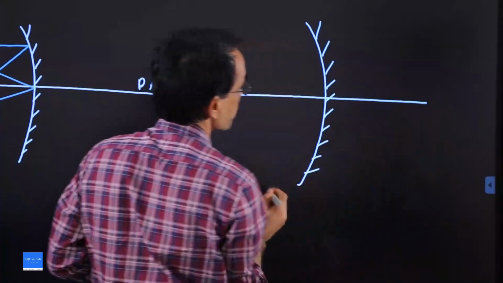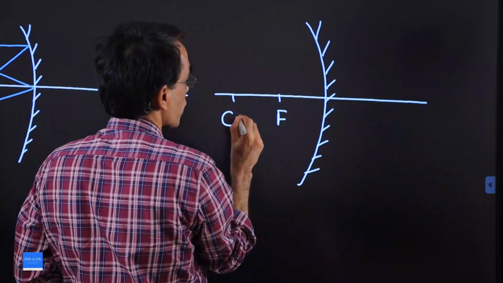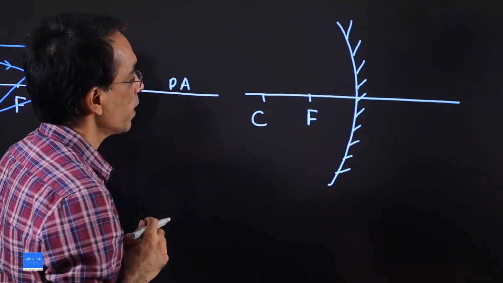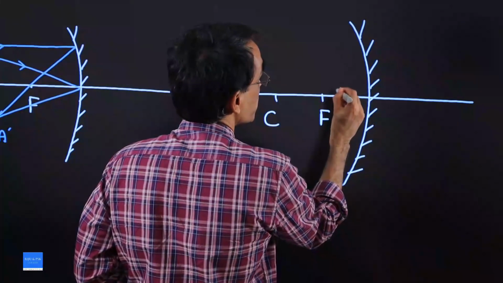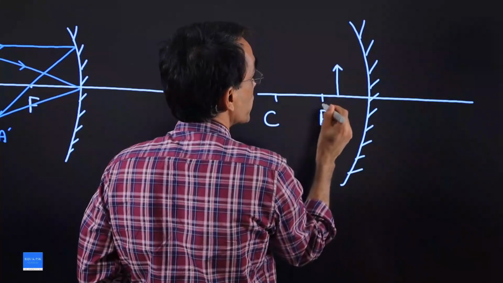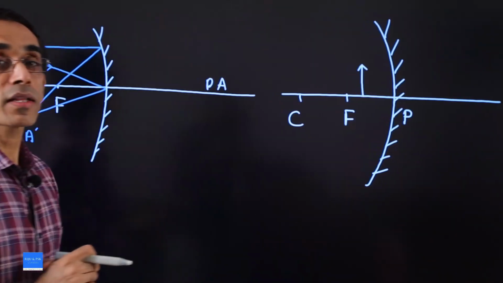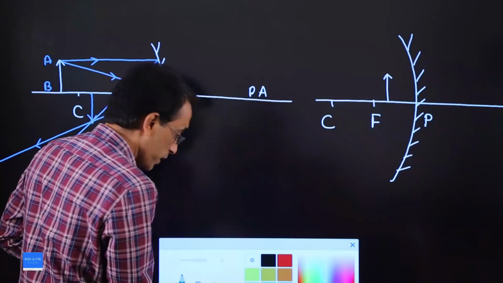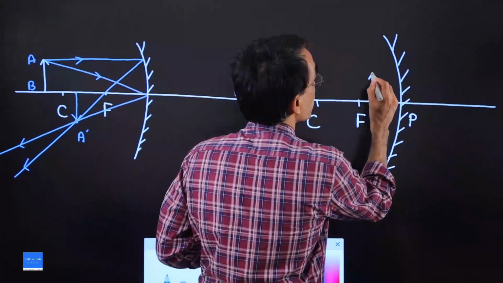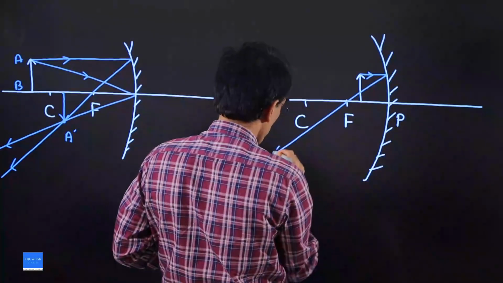This is the principal axis. This is the principal focus, center of curvature. What will happen if you place an object here, within the focal length, between the pole and the principal focus? Just like we did earlier, we will take two light rays, one going parallel to the principal axis, and that will reflect through the focus.